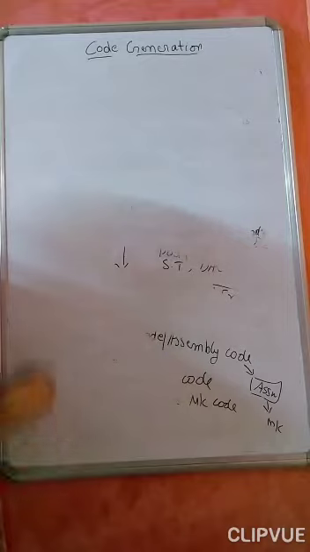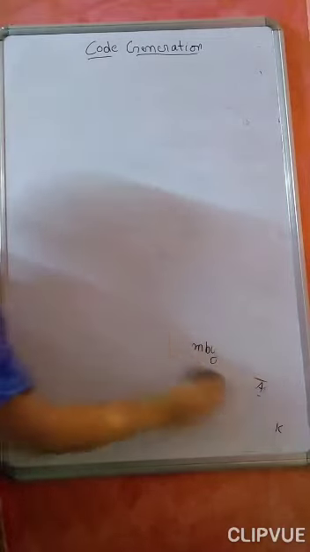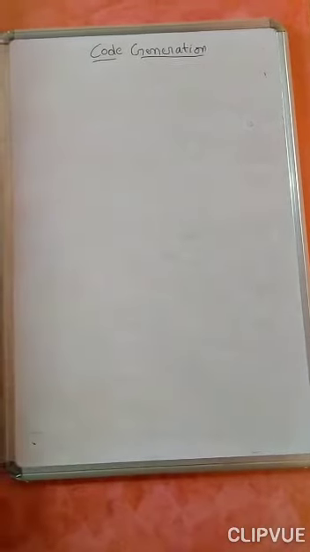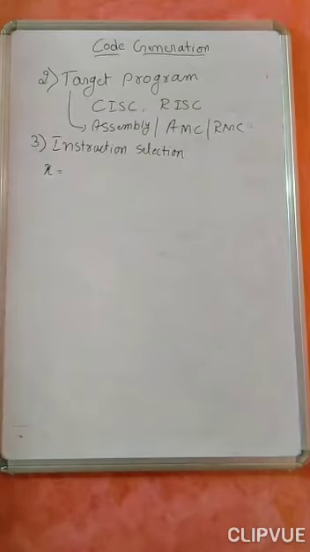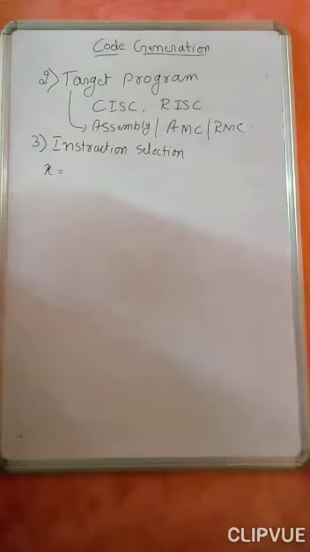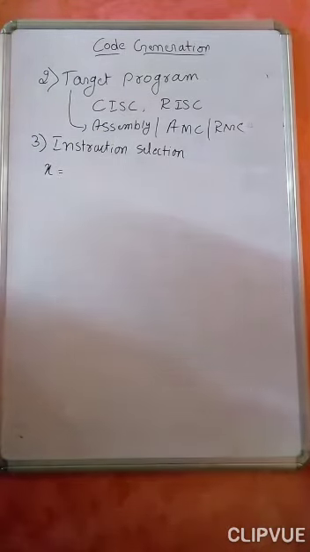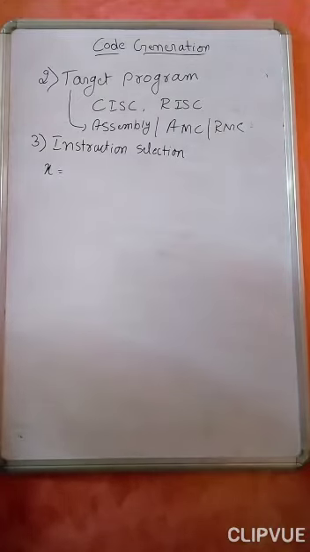The second issue that is involved in the code generator is the target program. Already I told you about a target program. So the first issue is nothing but what is the input for your code generator. It can be three address code, whatever I told. So that is the input to the code generator. And the second issue involved in the design of the code generator is what target program instruction set you are using.